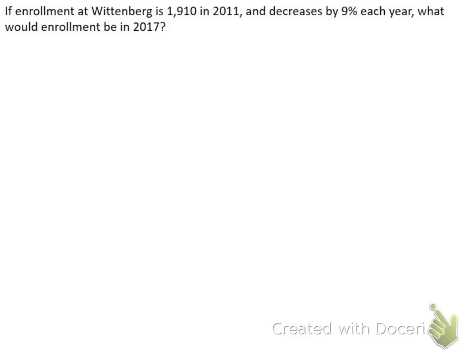Flip over to the back. On the back, talking about enrollment at Wittenberg. So enrollment at Wittenberg is 1,910 in 2011. So my initial amount is 1,910. My percentage, again, it's decreasing by 9%, which is 0.09.